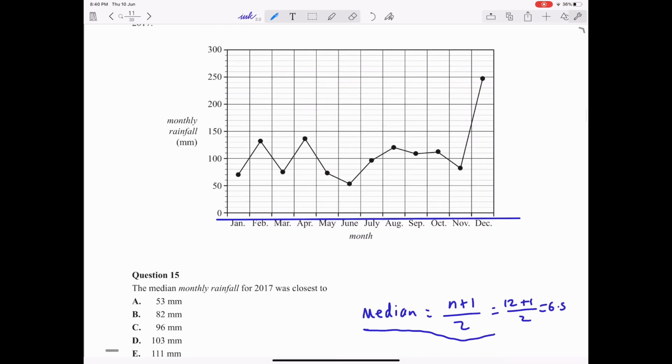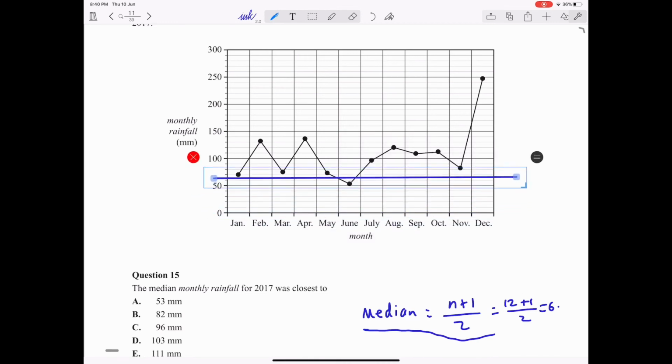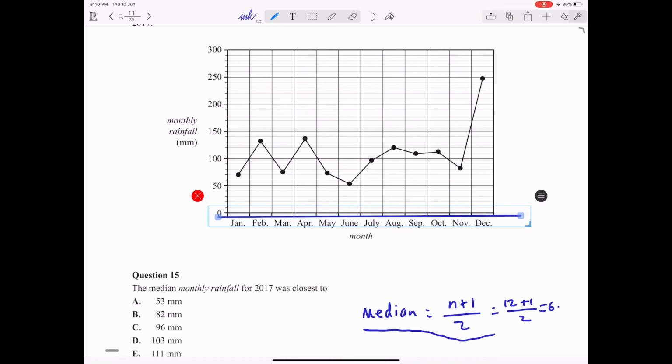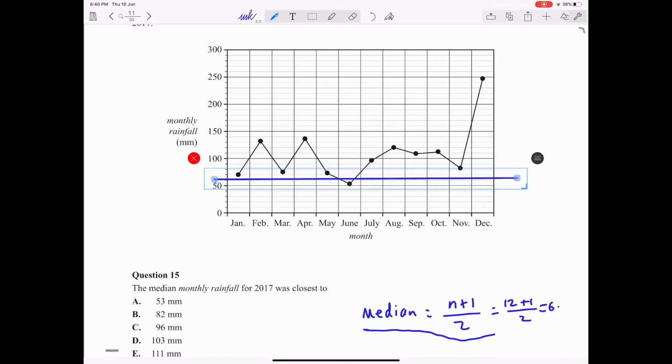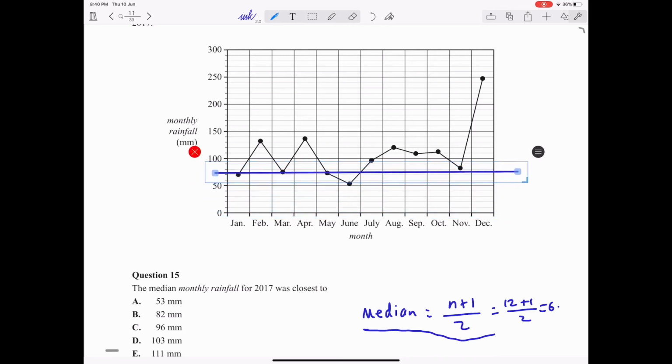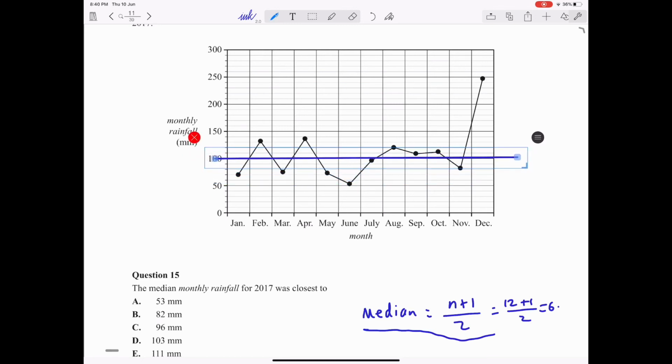So you've got to calculate 6.5 dots from the bottom, and it would help if you use a ruler like this to find where 6.5 is for your median monthly rainfall. So if we do that, we count 1 dot here, 2, 3, 4, 5, the 6th dot is over here, and the 7th dot is over here. So if you highlight the 6th dot over here and the 7th dot over here, we know that our median is 6.5, so it must be in between there.